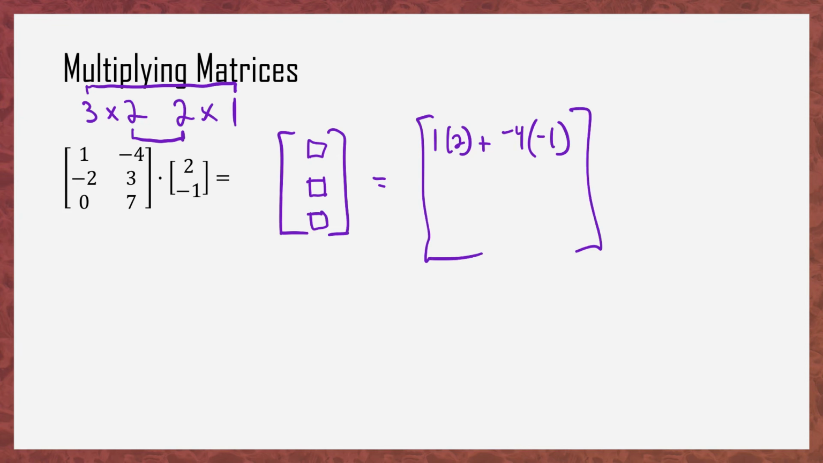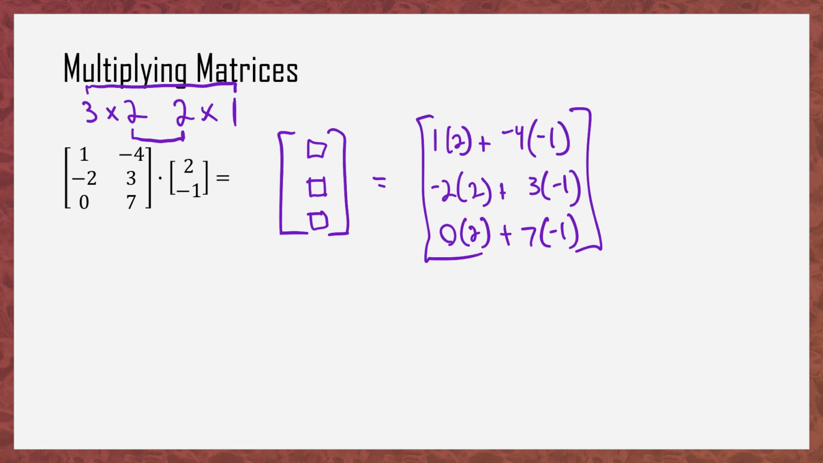The next one will be -2 and 3 times the same column, 2 and -1. So -2 times 2 plus 3 times -1. And our last one will be the 0 and 7 times 2 and -1. So 0 times 2 plus 7 times -1. And you'll notice every number in the parentheses is from the second column, so they're all the same in each of the terms, and what I changed is the first number in them. So now we can find the products of each of these and come up with the solutions.